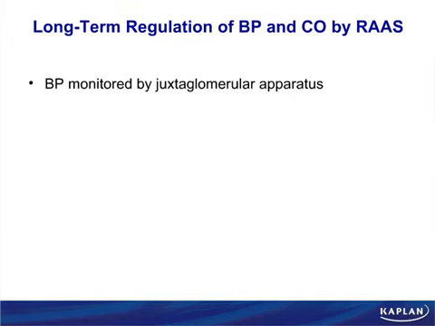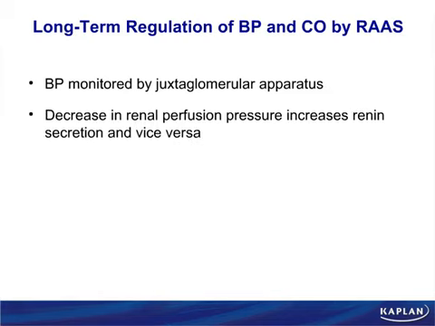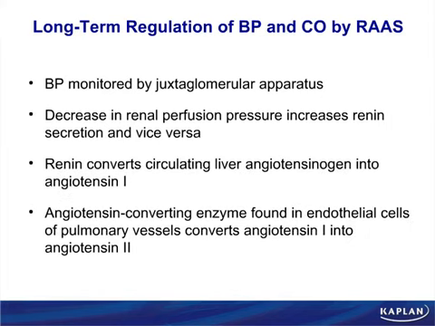And the long-term regulation of blood pressure and cardiac output is by the RAAS, the renin-angiotensin-aldosterone system. The blood pressure is monitored by the juxtaglomerular complex, and a decrease in renal perfusion increases renin secretion, and renin converts angiotensinogen to angiotensin 1. Now, we have a blocker for angiotensin 2 going out of angiotensin 1. We have ACE blockers. We have a blocker of angiotensin 2, which is the ARBs, losartan, valsartan, irbesartan, candesartan.